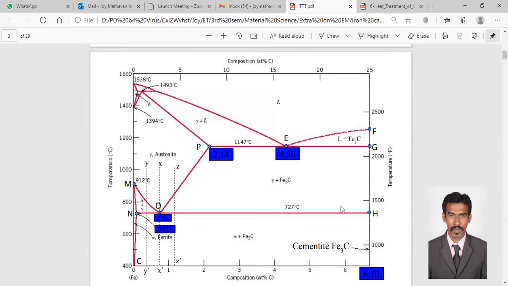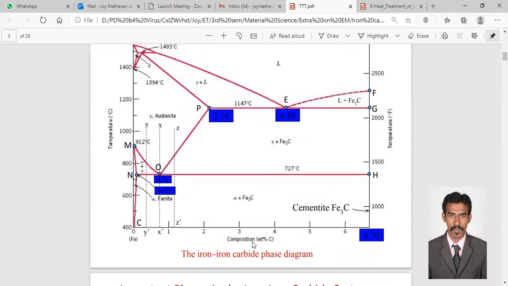So these blue cages are the addition of carbon, right? The composition, weight percentage of carbon. So for 100% of steel, how much percentage of carbon can dissolve in that iron, right? How much percentage of carbon can dissolve in this iron?